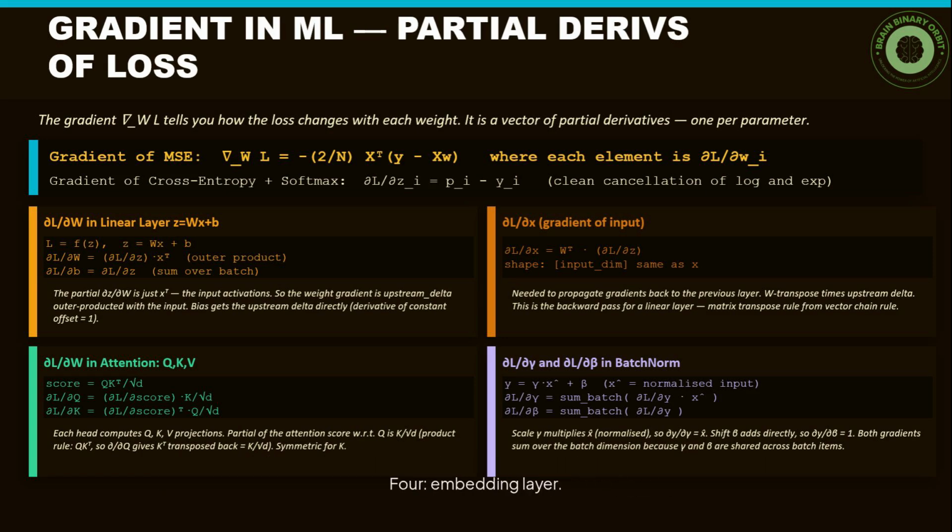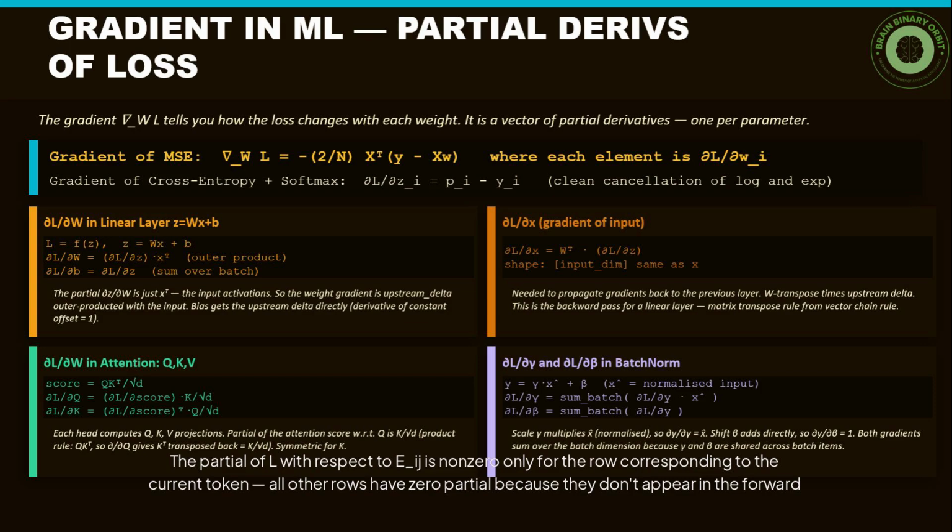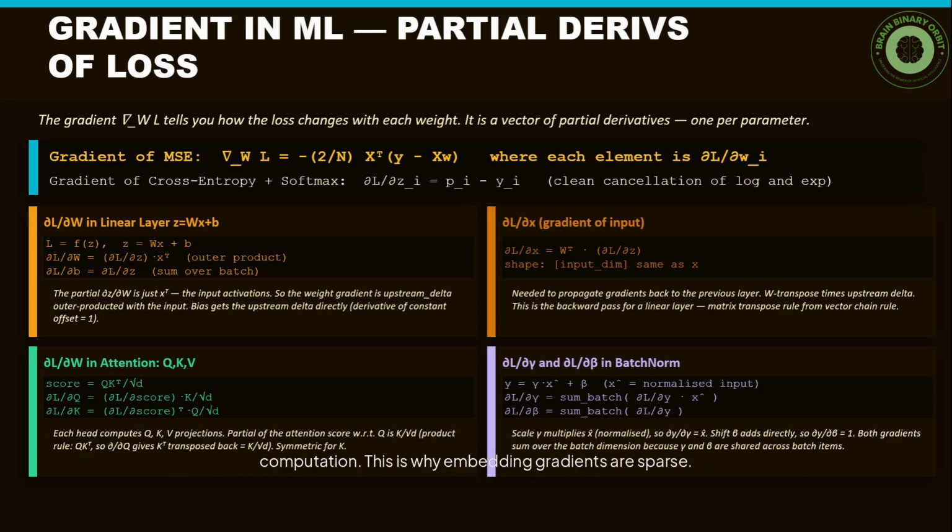4. Embedding layer. The embedding matrix E has 1 row per vocabulary item. The partial of L with respect to E_ij is non-zero only for the row corresponding to the current token. All other rows have 0 partial because they don't appear in the forward computation. This is why embedding gradients are sparse.